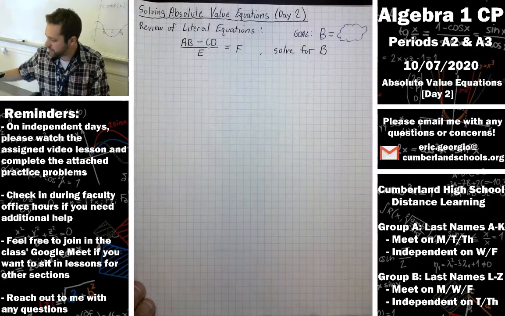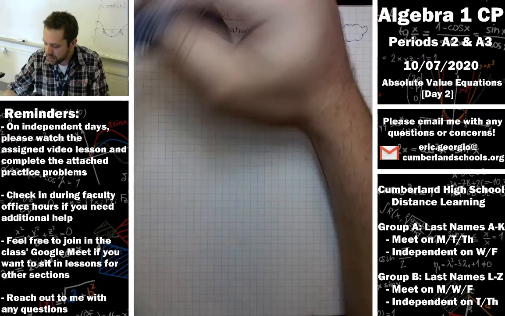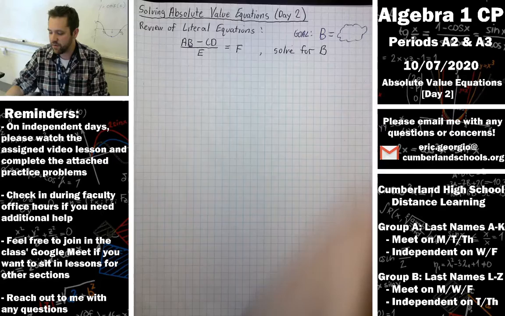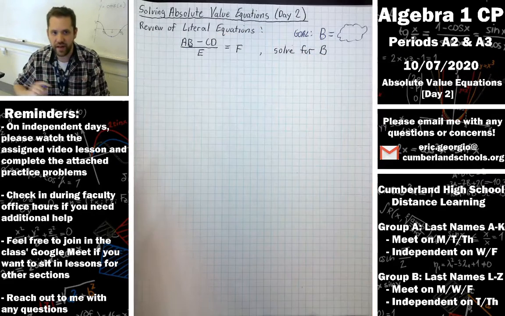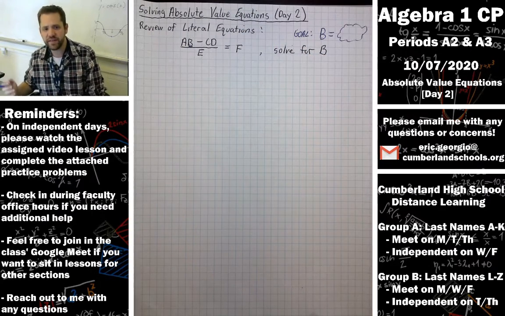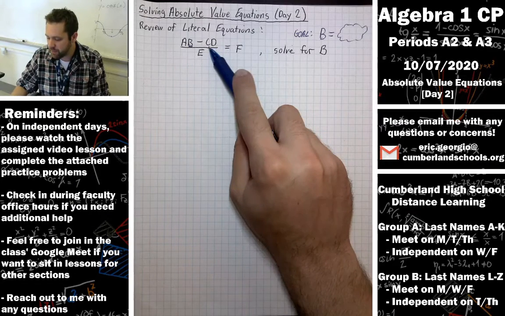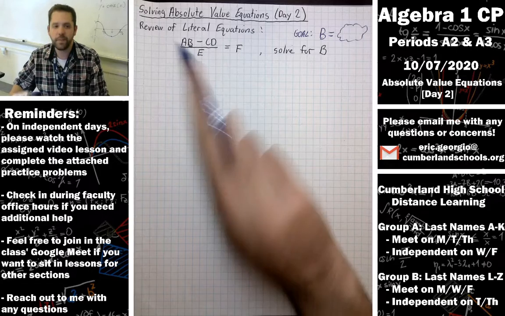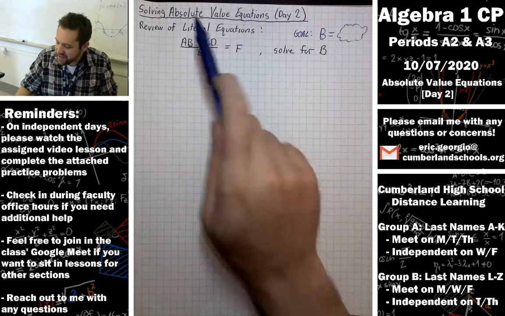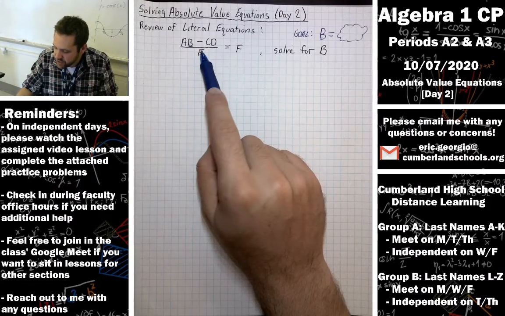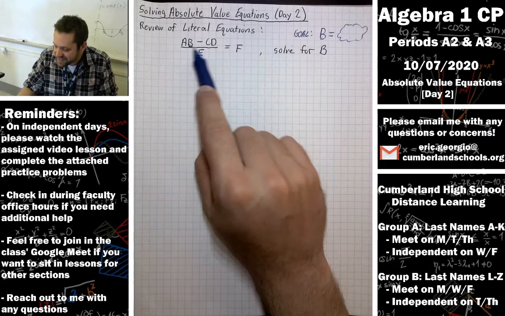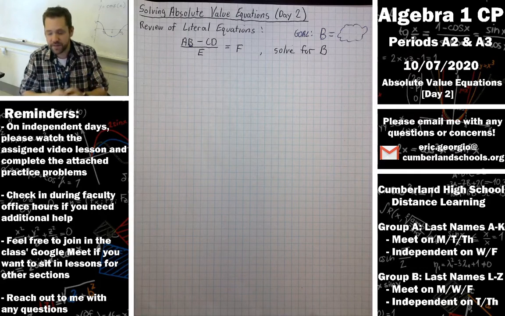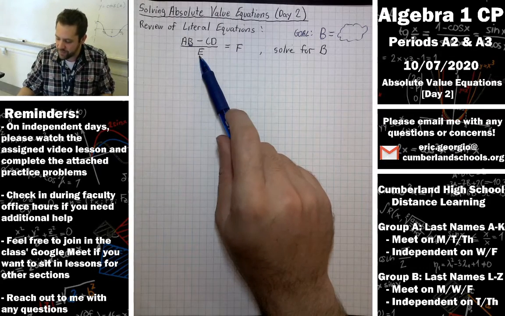So you identify your variable B right here, and you know that in order to get B by itself, we'll eventually have to get rid of this A that's being multiplied to the B. But before we can tackle that, we need to first get rid of this minus CD that's stuck onto the end of AB. But before we can even get rid of that, I need to take care of this whole big division by E so I can even access this numerator in the first place. Right now, that numerator is trapped all over this value of E.